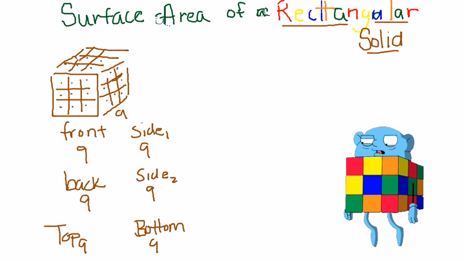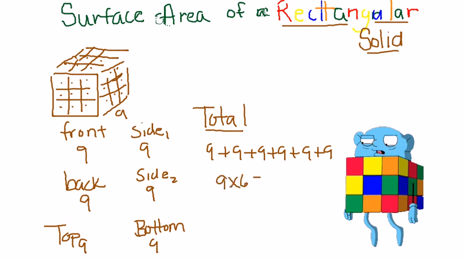Then if we want to know the total, from your kindergarten days, total means add. So we just basically are going to add all the sides. There are 6. So we should have 6 numbers that we're adding together: 1, 2, 3, 4, 5, and 6. Since they're all the same, I'm going to do 9 times 6 because there's 6 of them. And I know that basic fact of 54. So the area of my brown box right here, my cube, is 54 square units.